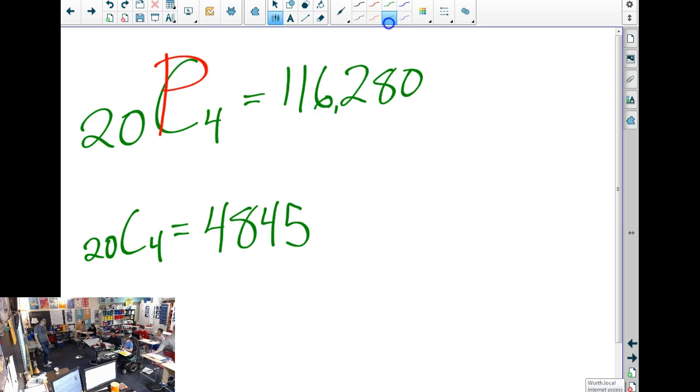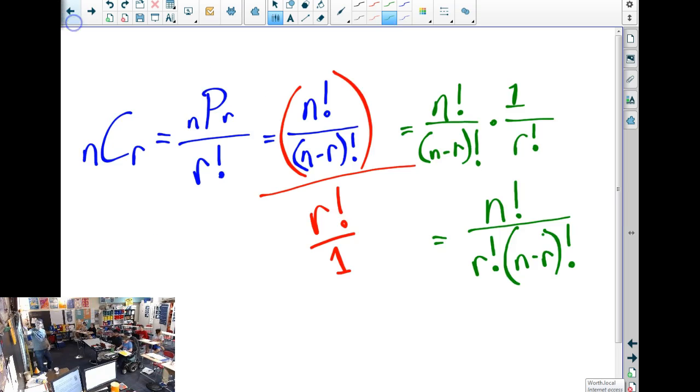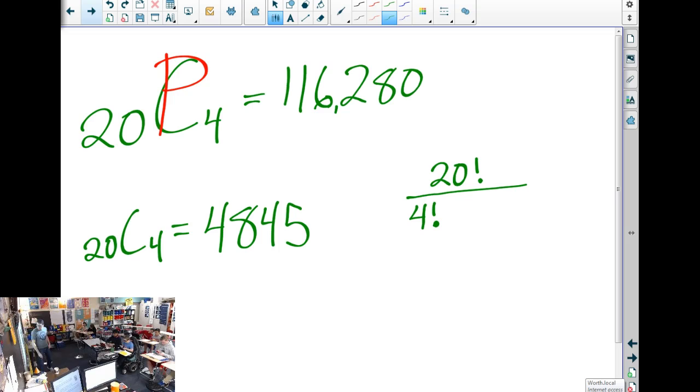So if we try this though, n factorial, right? 20 factorial. We can't use n though, because we already have. I'm trying to use this formula that we said we think is true. Oh, okay. n and r are 20 and 4. So 20 factorial, 4 factorial, 20 minus 4.